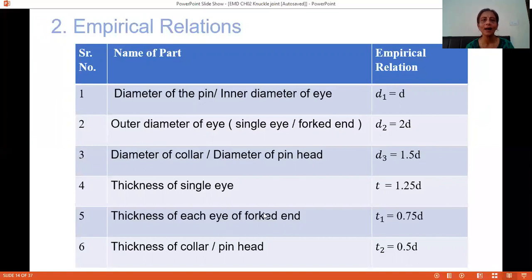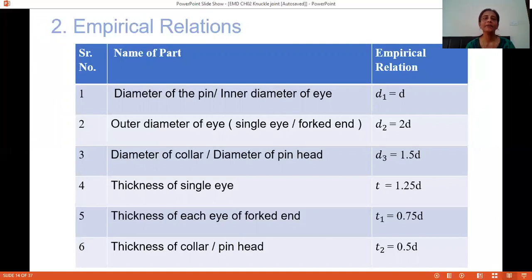Thickness of single eye is 1.25 times D. Thickness of each eye of a forked end is 0.75 times D. And last, thickness of collar and pin head, D2, is 0.5 times D. So students, we will think that all dimensions we have calculated, so here the design is over.